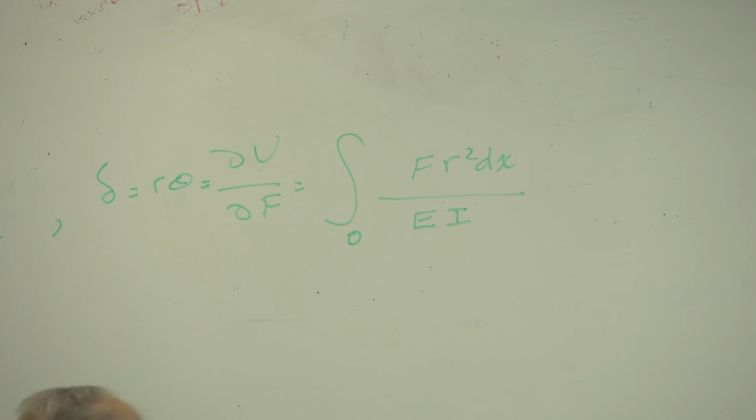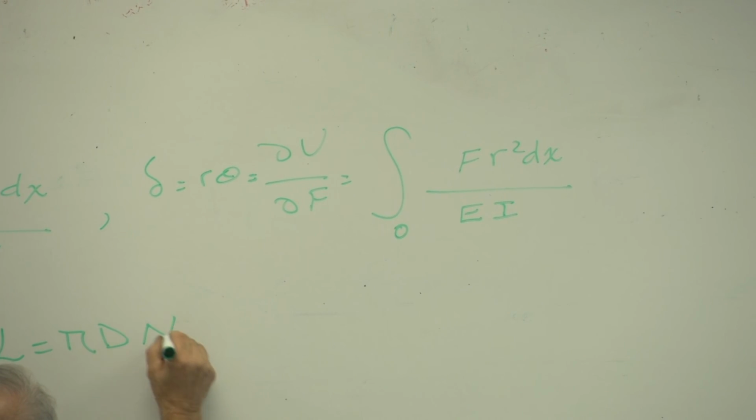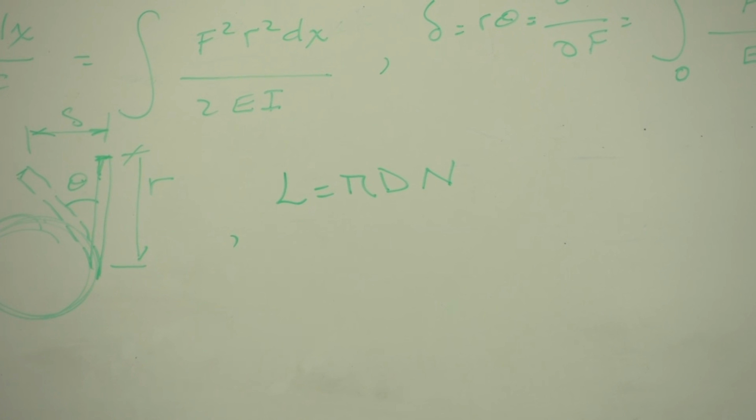Under bending, so this is the same thing. The length of the spring, I'll write it here: L equals pi d n, the circumference of one coil multiplied by the number of coils. Now, some of you may be thinking, what are you going to do with this? That's not a coil.